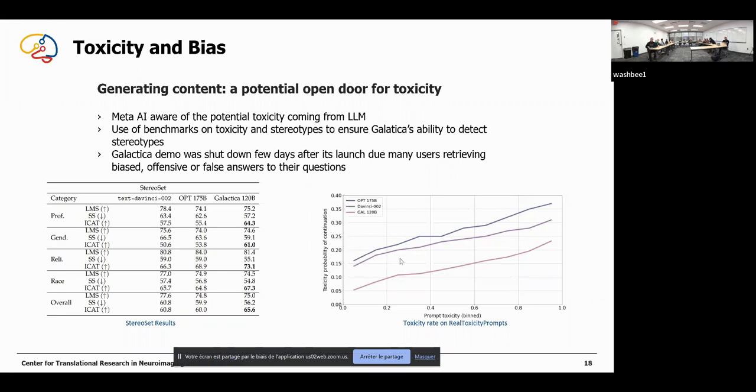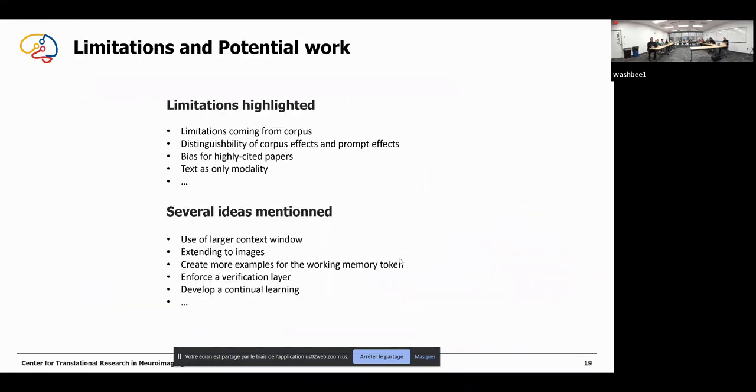well, because when the paper was published, there was a demo available online, and this demo was shut down only a few days after its launch due to many users receiving biased, offensive, or false answers to their questions. So I don't know how to interpret that.